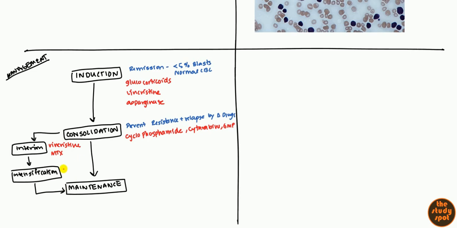Now, in intensification, what you basically do is repeat the induction and consolidation. They used to only do this with high-risk patients, but now they found it's beneficial to all patients, so now they're doing it with all patients. And finally, once you've done all that, you can go into the maintenance stage.